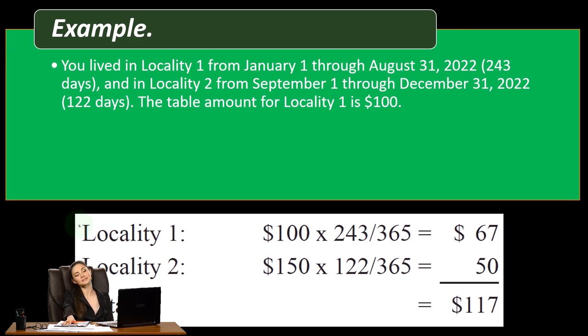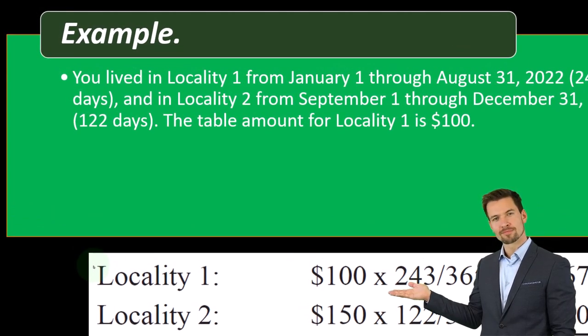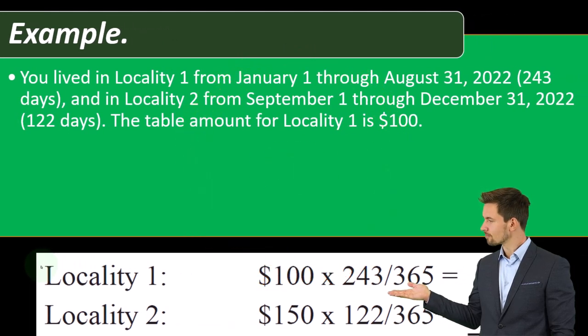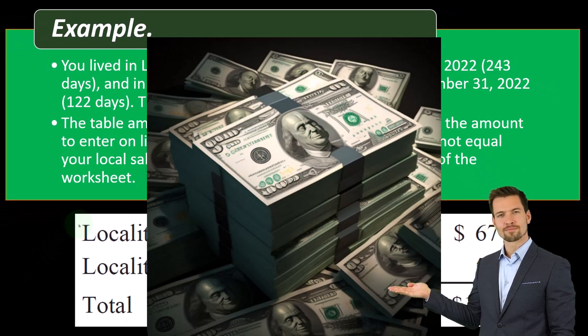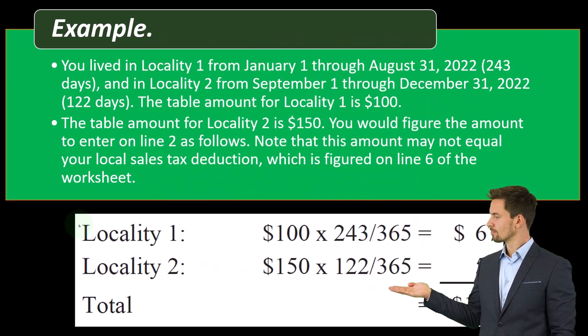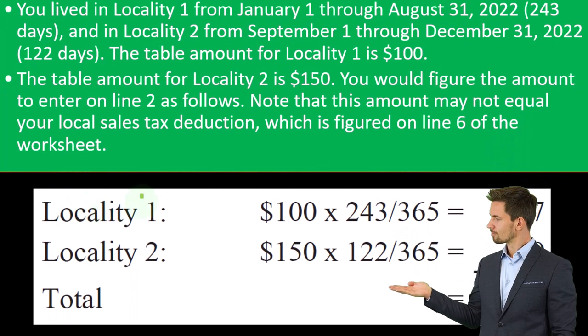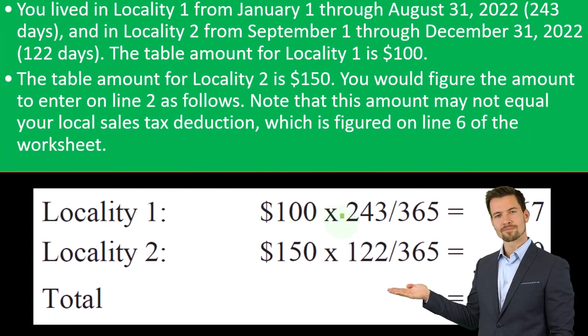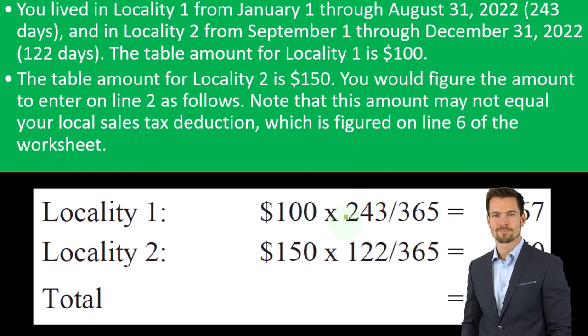Okay, let's take a look at an example. Similar kind of process. You lived in locality 1 from January 1st through August 31st, 2022, 243 days, and in locality 2 from September 1st through December 31st, 2022, 122 days. The table amount for locality 1 is $100. The table amount for locality 2 is $150. You would figure the amount to enter on line 2 as follows. Note that this amount may not equal your local sales tax deduction, which is figured on line 6 of the worksheet. So same kind of process here. We've got the 100 and the 150, and we're breaking it out using our fraction: the number of days in locality 1, 243, divided by the 365.